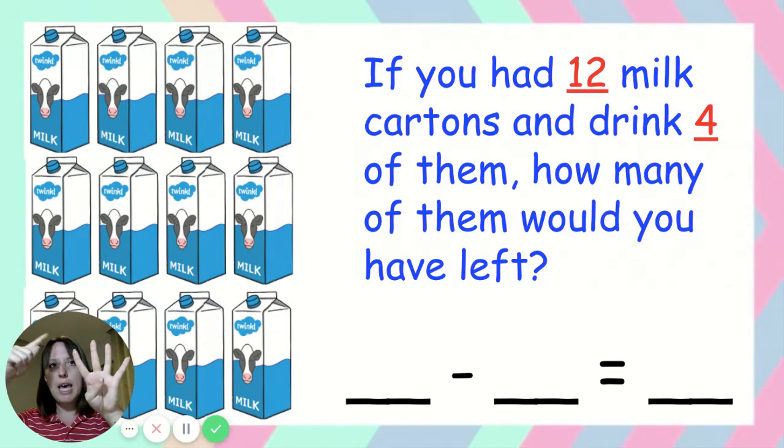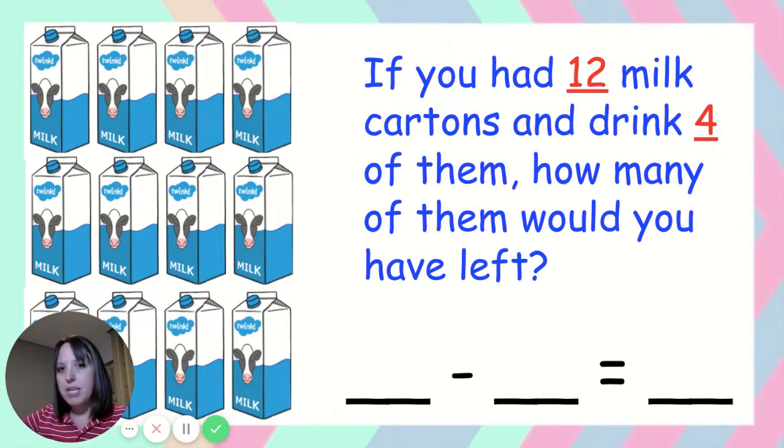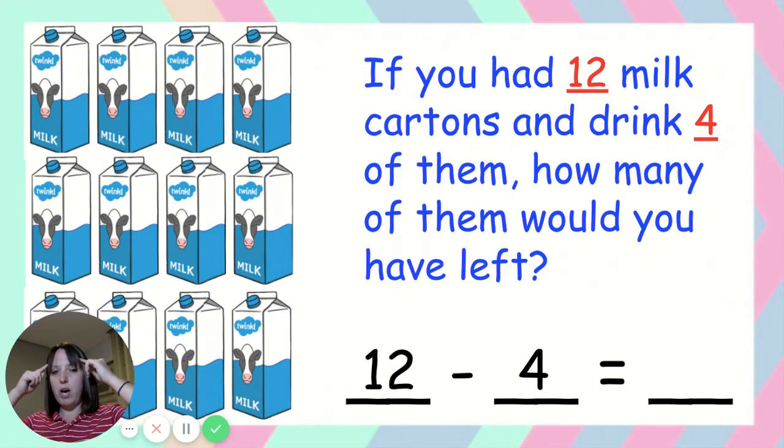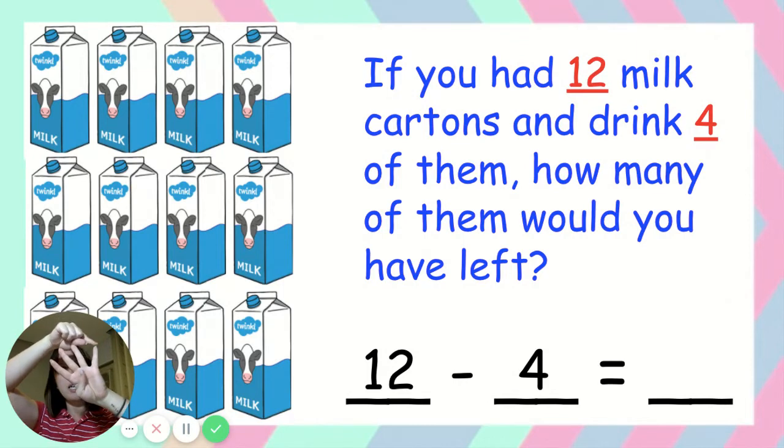12, 11, 10, 9, 8. So what's the answer? 12 is the biggest number. We put it in the place of the minuend. 4 is the subtrahend. We take away 4. 12, 11, 10, 9, 8. So what's the answer?